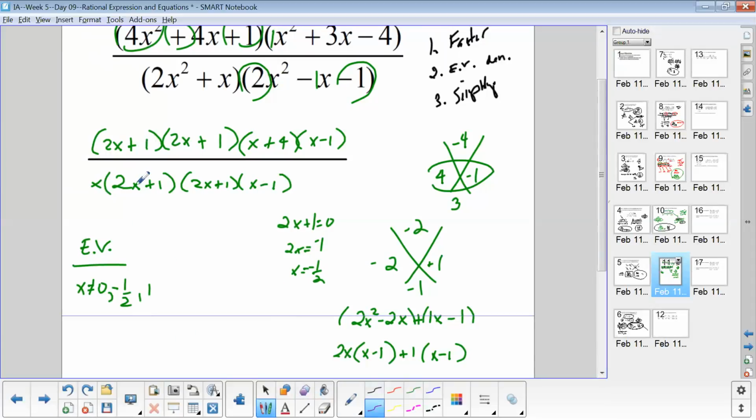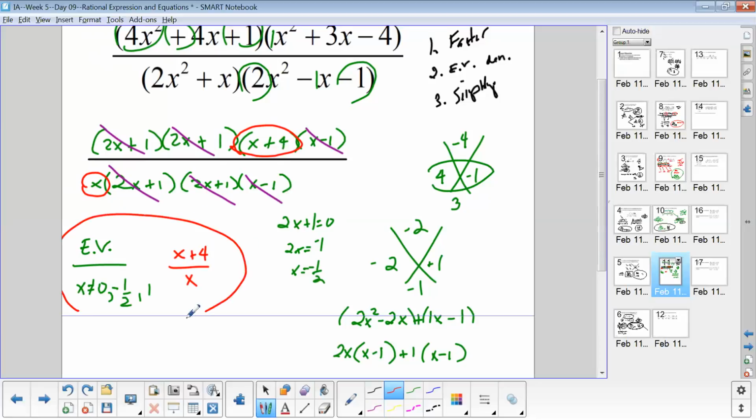And then you look at what you can divide out. 2x plus 1, 2x plus 1. X minus 1, x minus 1. And what are we left with? An x plus 4 in the numerator and an x in the denominator. So all of that simplified to this expression. So that expression, coupled with all the excluded values, would be the simplified form.